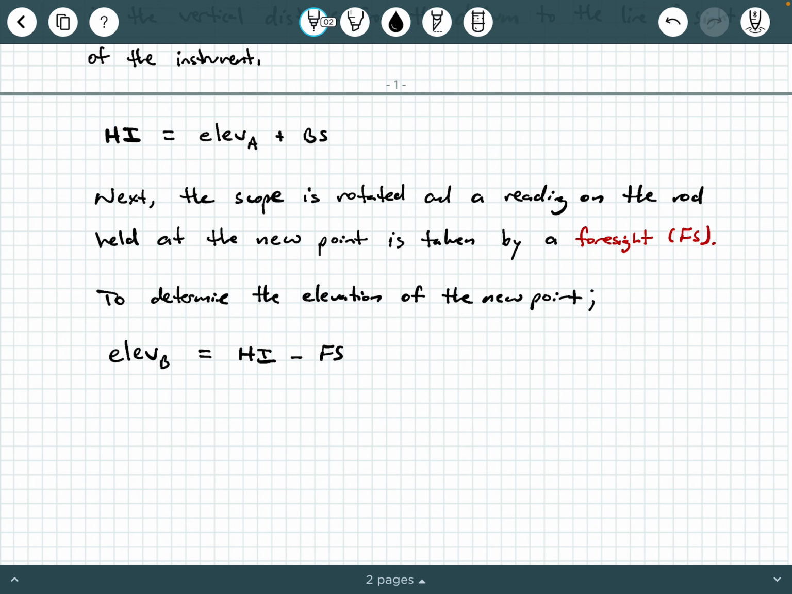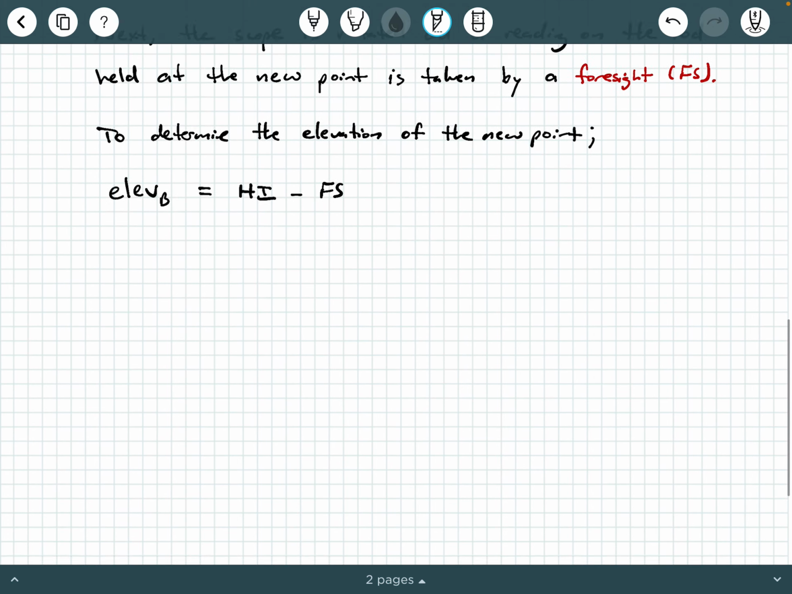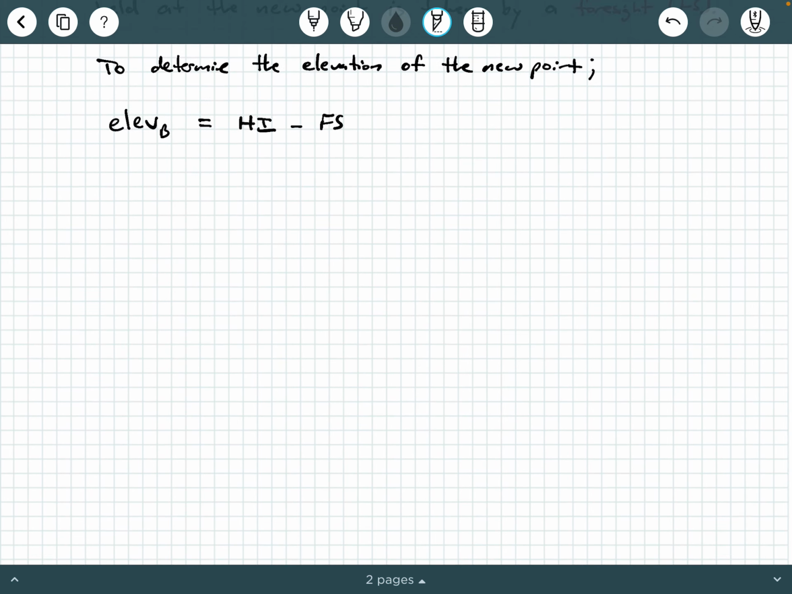Okay, so again, what we've done is we've used a known elevation of some point A, and we add to it a backsight reading to get the height of the instrument. Then we calculate an elevation of a new point that we're interested in, calling it point B, by taking the height of the instrument we just calculated and saying minus this thing called the foresight. So let me draw a picture of this, because again, I can explain this all day long, but it's a lot easier to understand if I draw a picture.